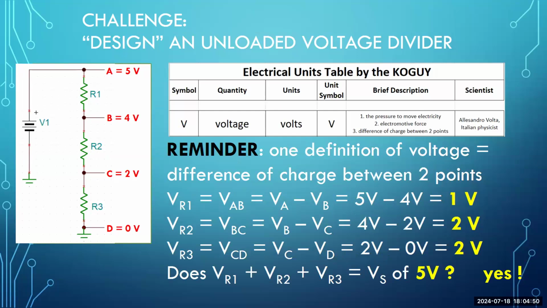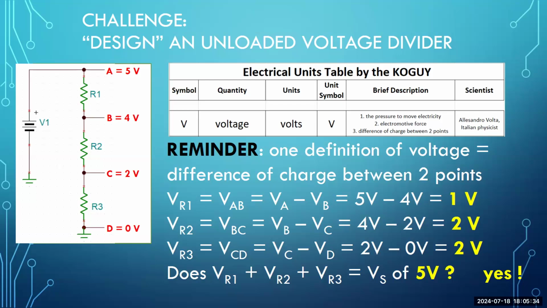But I show you this to reiterate the brief descriptions that are shown in the chart. In particular, you should remember one definition. Voltage is defined as the pressure to move electricity. More pressure means more electricity can be moved. Number two, voltage is also defined as electromotive force, the force that actually moves the electrons in the circuit. Number three is the one we're going to emphasize for the solution here. Voltage is also defined as the difference of charge or difference of voltage between 2 points. It's always, always, always going to be between 2 points.